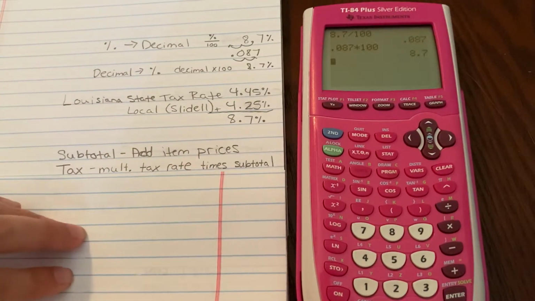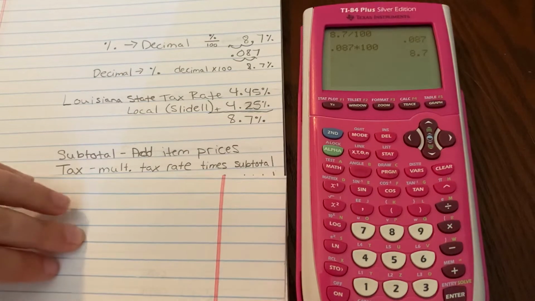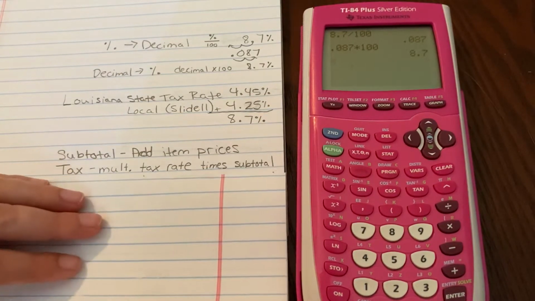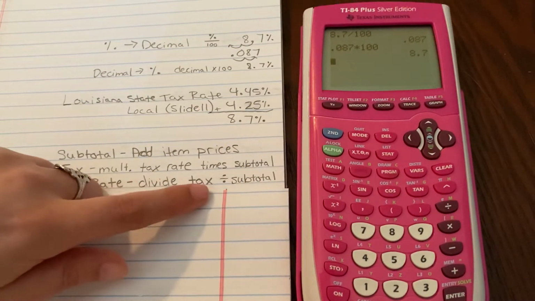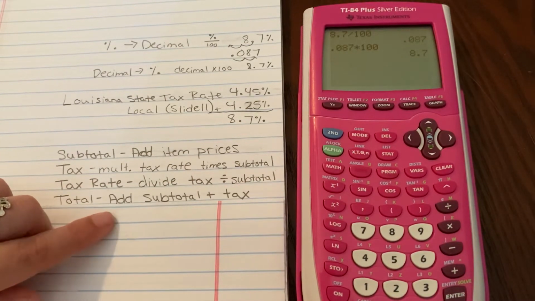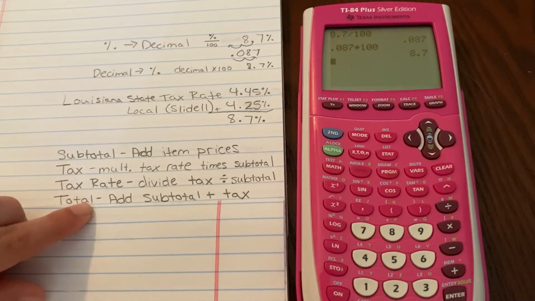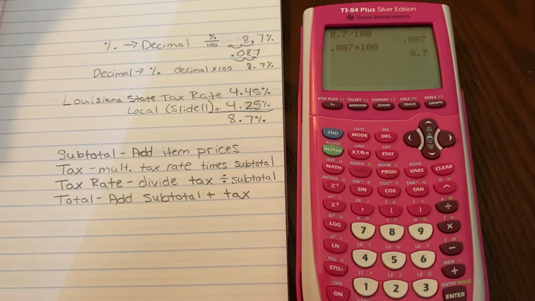However, not everything has that 8.7% tax rate, and not all of our receipts tell us what the tax rate is. So we are also going to be looking at what the tax rate is. And in order to find our tax rate, we divide the tax by the subtotal. To get the total, we add our subtotal plus our tax. Remember, a tax rate is a percent. So once we divide, we would have to move the decimal 2 places to the right.